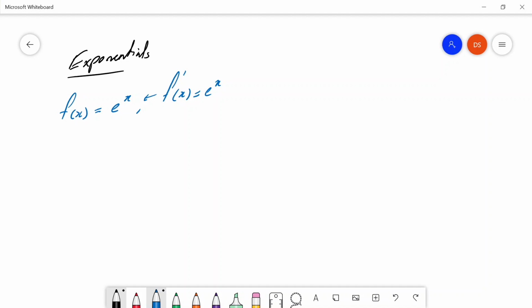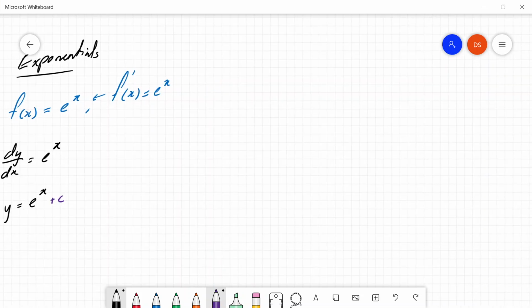So if I gave you a function, dy by dx was equal to e to the x, if I were to integrate it, the integral of e to the x is e to the x. But remember from the last video that every time we integrate, we must plus c. I don't think that's too hard. So let's try the next function.